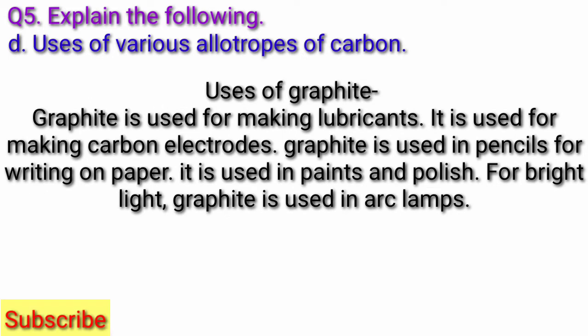Uses of graphite. Graphite is used for making lubricants. It is used for making carbon electrodes. Graphite is used in pencils for writing on paper. It is used in paints and polish. For bright light, graphite is used in arc lamps.